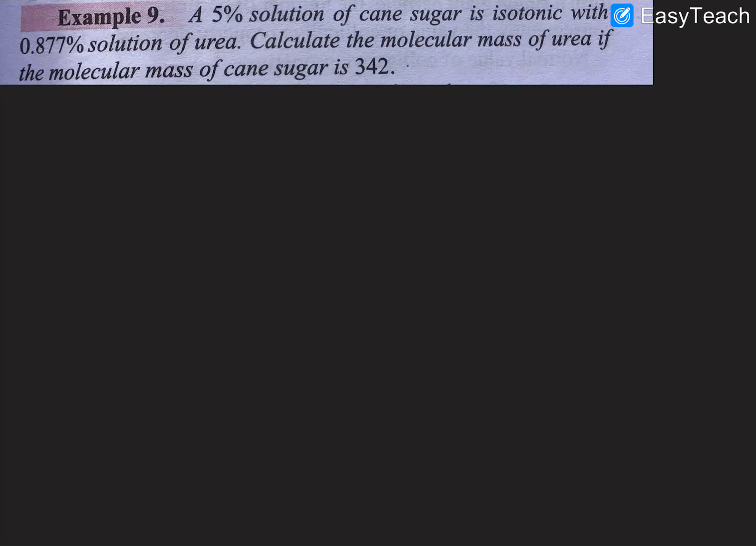One more model question here. 5% of cane sugar is isotonic with 0.877% of urea. Calculate the molar mass of urea if the molecular mass of cane sugar is 342. So these two solutions are isotonic solutions. The osmotic pressures of the two solutions are the same, right? So first of all, what is the molar concentration of sugar here?